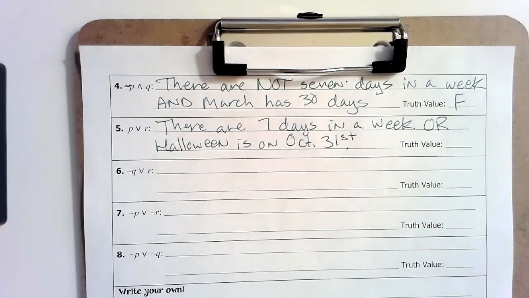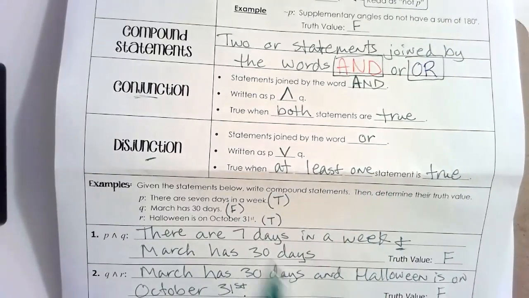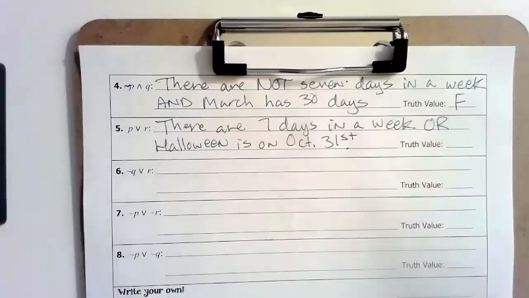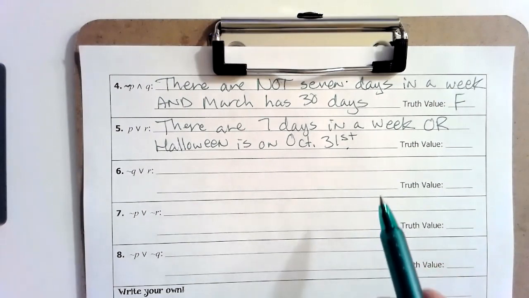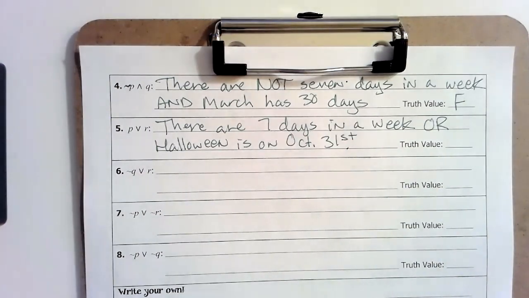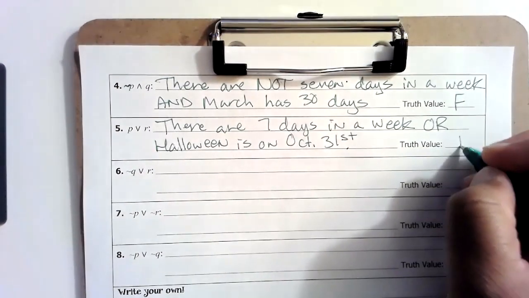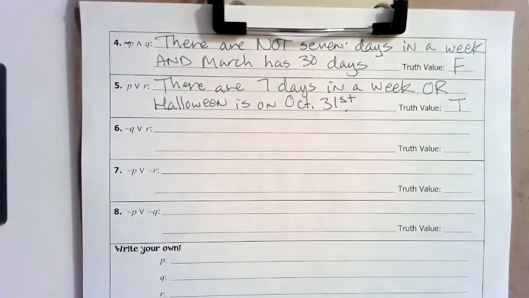So if we take a look at the rules for a disjunction, just trying to refresh our memories here, a disjunction is true when at least one statement is true. Okay, so both parts do not have to be true in order to say it has a true truth value. So if I take a look at this, the latter part of this statement is in fact true, right? Halloween is on October the 31st. And it just so happens that the first part of that statement, there are 7 days in a week, happens to be true as well. But remember, we only needed one part of it to be true, not necessarily both, when we're dealing with a disjunction here.